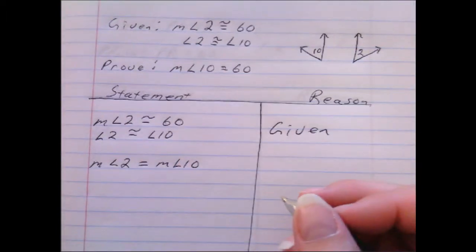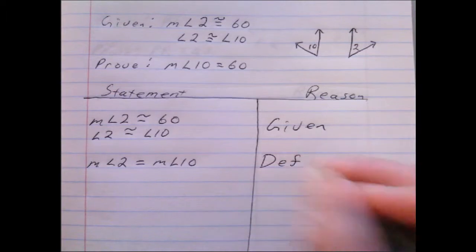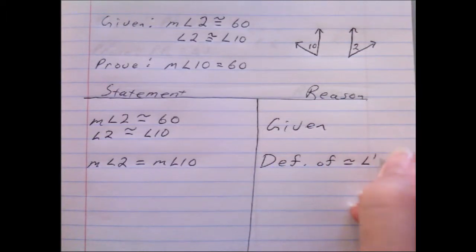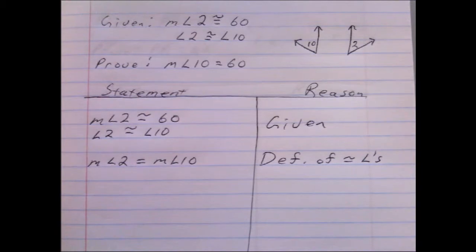And that's just the definition of congruent angles. So that's one of those definitions we had a while ago of congruent angles. Okay, so you'll have to use your definitions as well. It's not just those properties I gave you, but it's definitions, postulates, theorems, anything we've talked about you could use as a reason in these proofs.